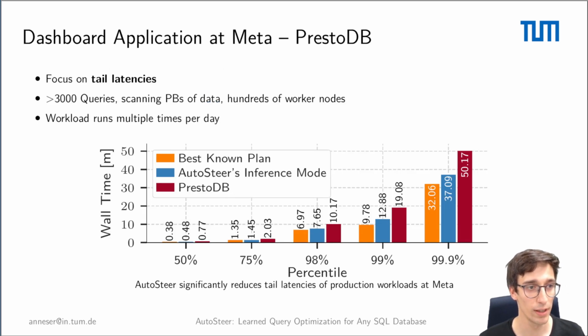For the dashboard application at Meta, we focused our evaluation on tail latencies, since the dashboard becomes usable only once a large portion of queries have been successfully executed. The workload comprises more than 3,000 queries and processes petabytes of data every day. The figure shows that AutoSteer reduced the wall time in the 99.9 percentile from 50 to 37 minutes. If we had an optimal oracle that always picks the best plan, we could reduce the wall time to 32 minutes.